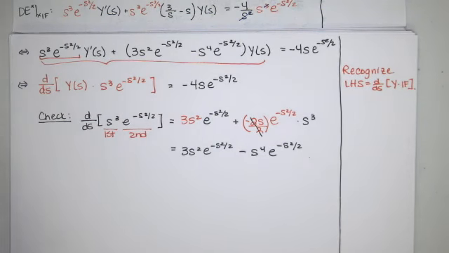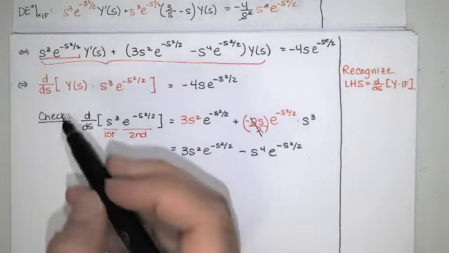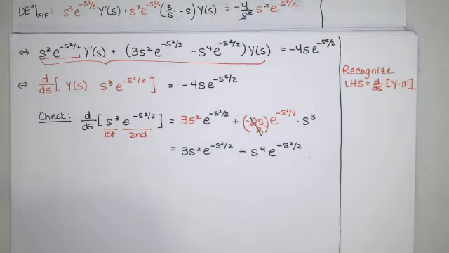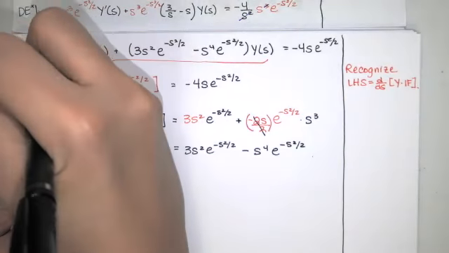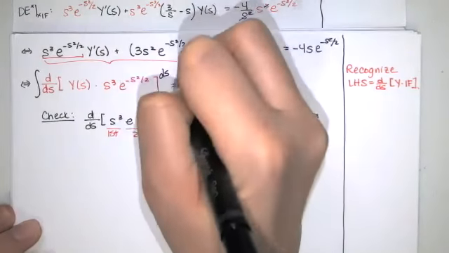So we know we did everything that we were supposed to do, and that means we were 2 steps away from getting y of s by itself. Okay, so I've got the derivative of this product is equal to that. In order to get rid of the derivative, we will take the antiderivative of both sides with respect to s.